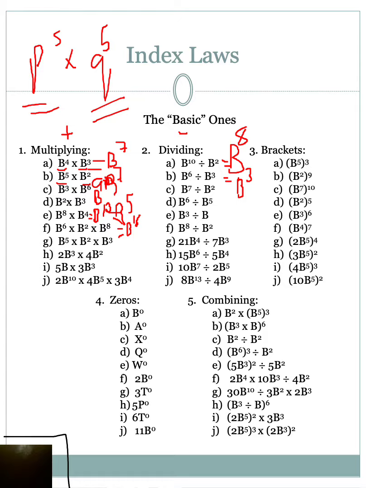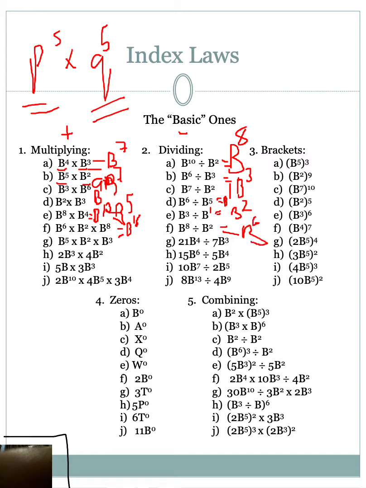For part E, it's b cubed divided by b. Imagine I've got an invisible 1 here. So 3 take away 1 is going to be 2. So it's going to be b squared for part E. So for part D, the answer is just b, or b to the power of 1. Okay. For part F, it's going to be b to the power of 6. Okay, and so on and so forth.